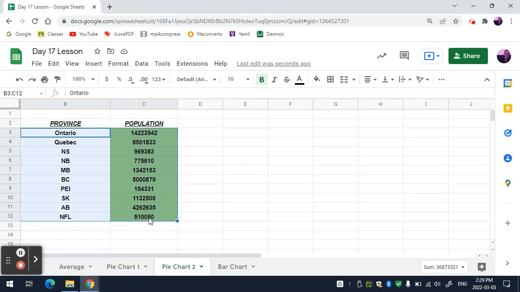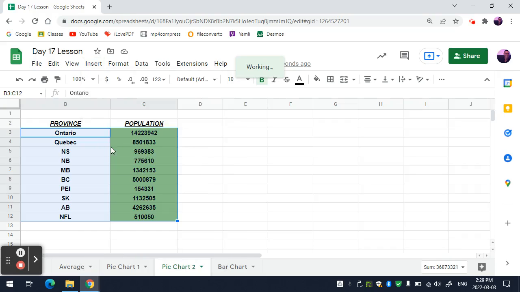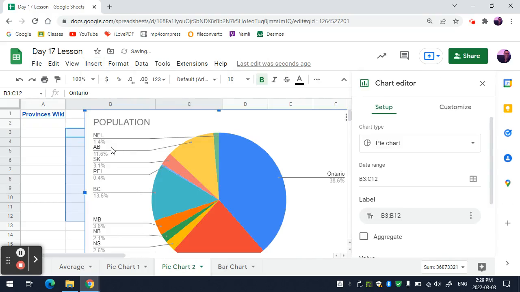Okay, then what's my next step? Come on. Go to which menu? Insert, because you want to insert actually a chart. Okay, chart. Let's see if it's going to default to a pie chart or a bar chart. Yep. Which one is the biggest slice? Yep. Already tells you so many things. Ontario is the biggest slice. It tells you it's 38.6% of the population.